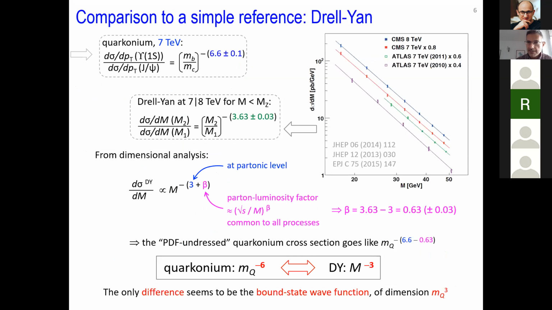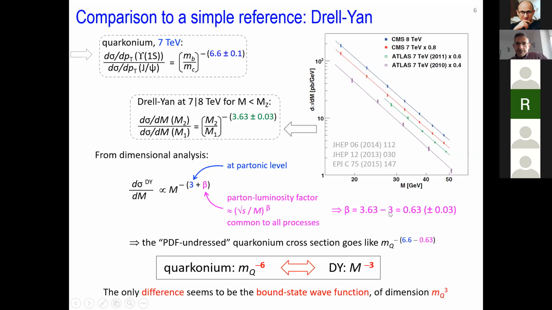Here on the left, we have the measurements of the Drell-Yan cross-section by CMS and ATLAS at 7 and 8 TeV. The corresponding power law in the masses is 3.6. For the quarkonium, we had 6.6. But from dimensional analysis, we know that for Drell-Yan, the cross-section as a function of mass should scale like m to the minus 3 plus beta, where beta comes from the parton luminosity factor, which is the ratio of square root of s divided by m to the beta.